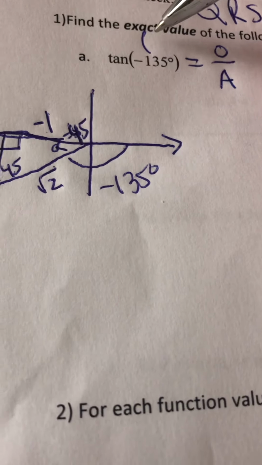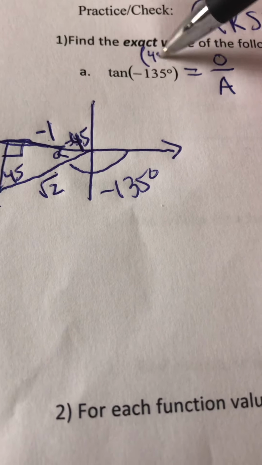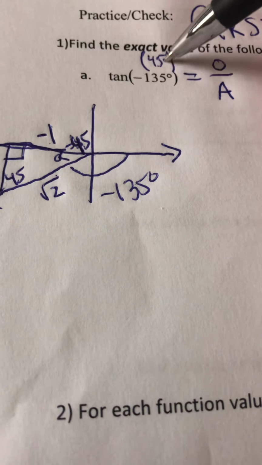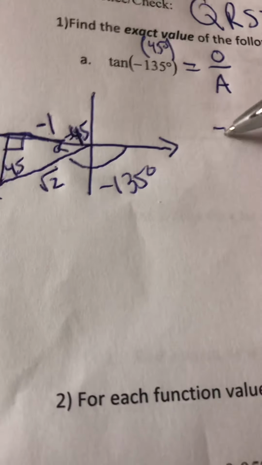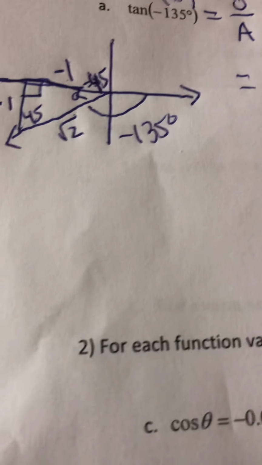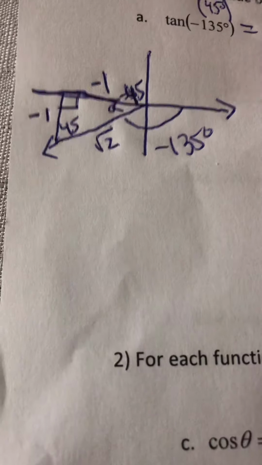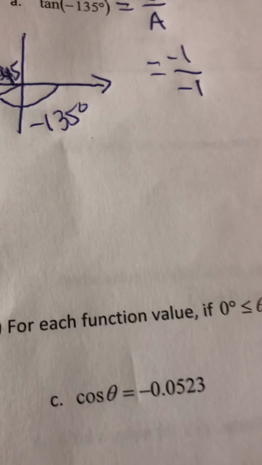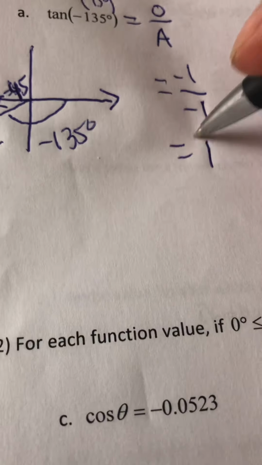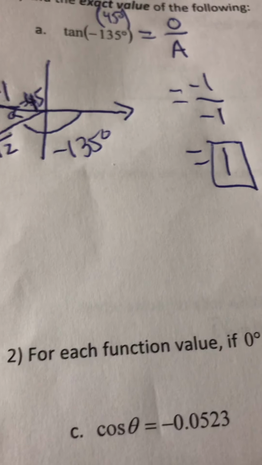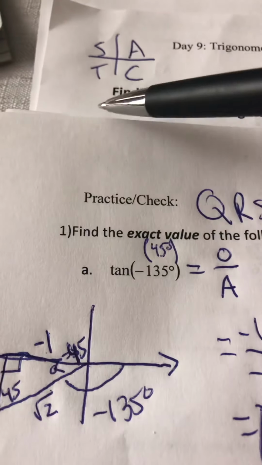This is similar to if we had 45 degrees. So from this, we have opposite over adjacent. So we have negative 1 over negative 1, which simplifies to 1. The reason why it's positive is because tangent is always positive in the third quadrant.